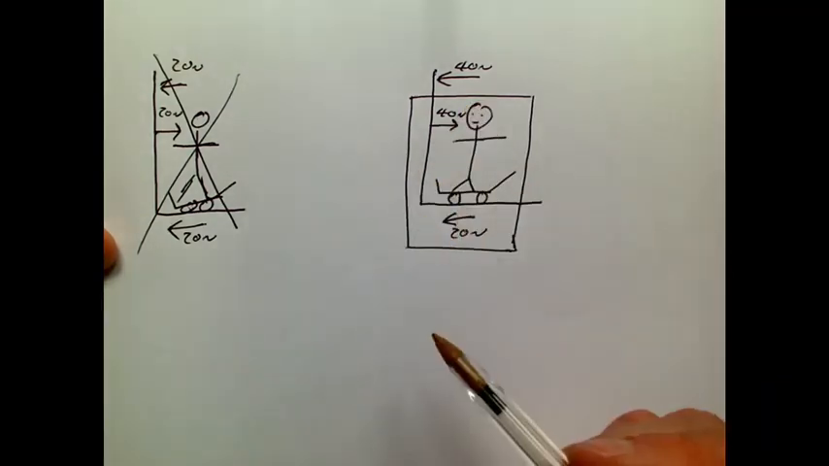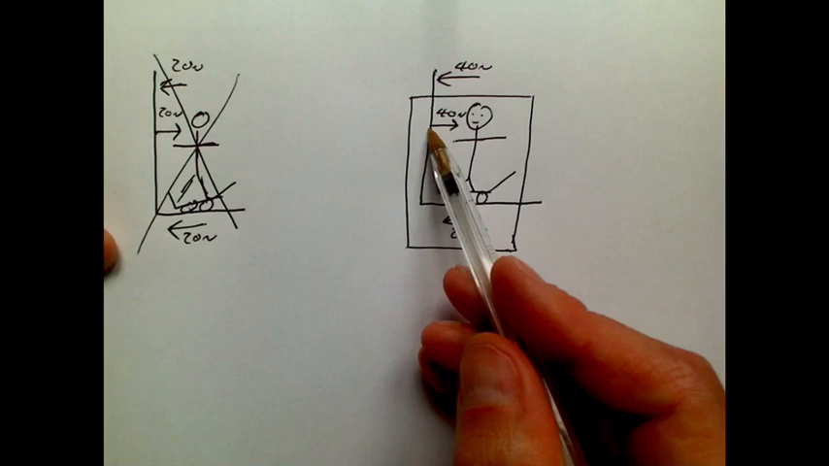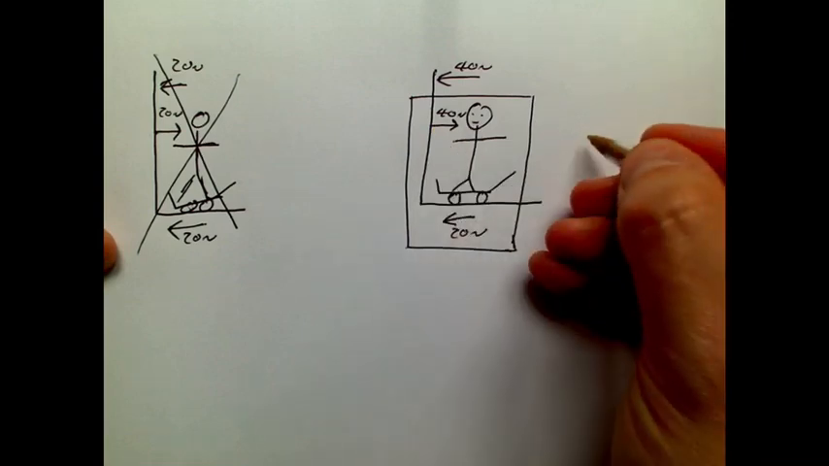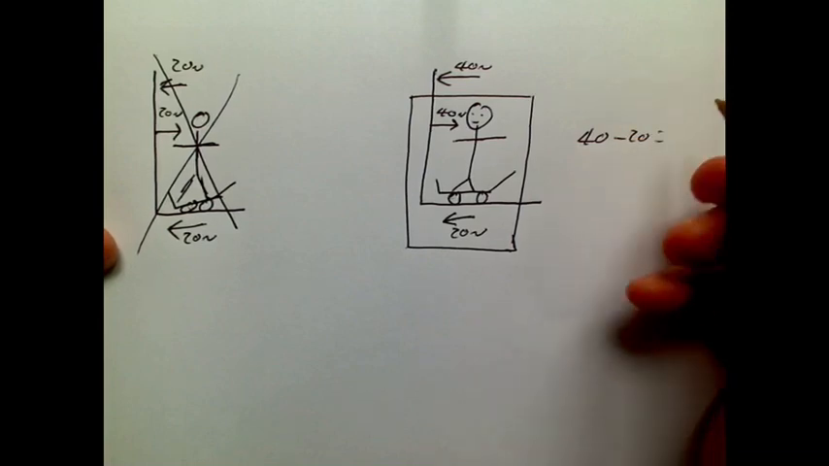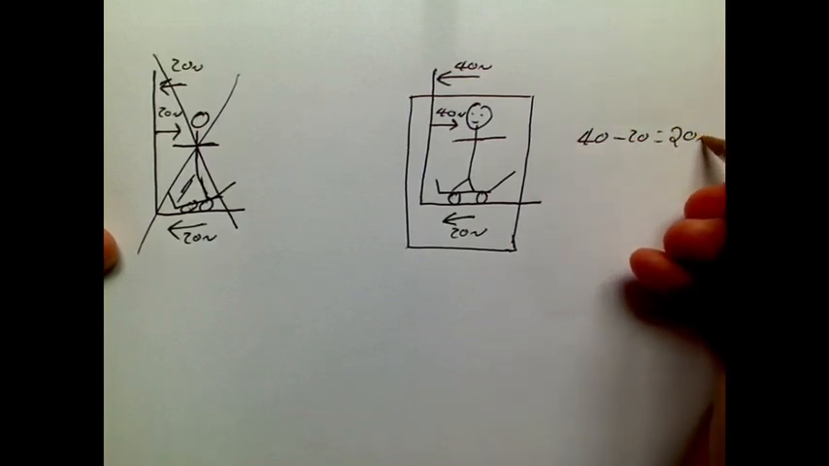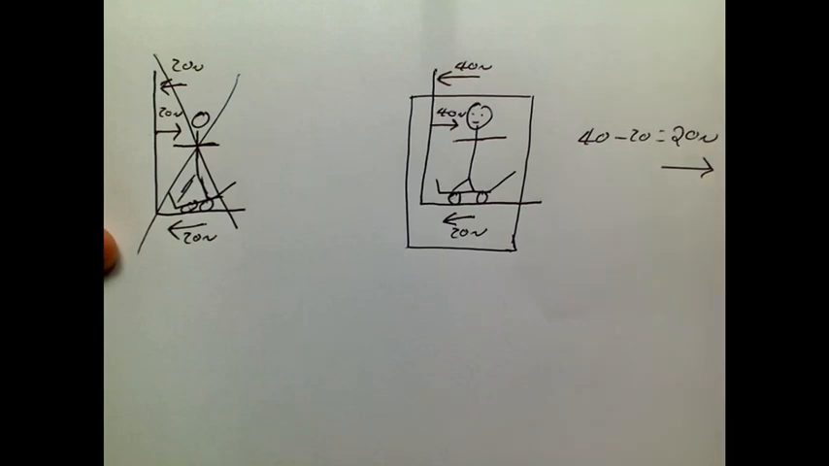So now I can work out a resultant force here. 40 newtons acting to the right, 20 newtons acting to the left. I've got a resultant force of 20 newtons acting in this direction.